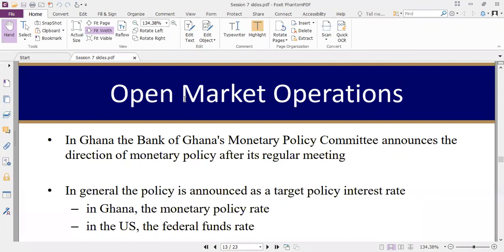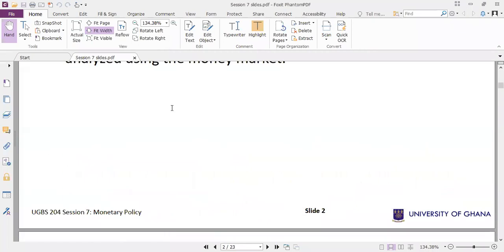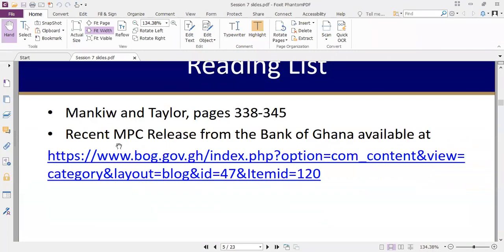So, you know, in Ghana, the Bank of Ghana's Monetary Policy Committee announces the direction of monetary policy after its regular meetings. So they meet and decide whether we should increase or decrease the policy rate. Anytime they do that, we would see it in the link we provided here. So when there is a change in the policy rate, this is where we'll see it.